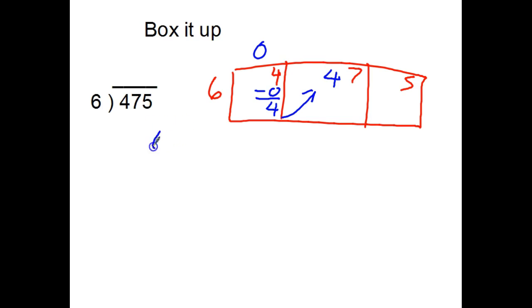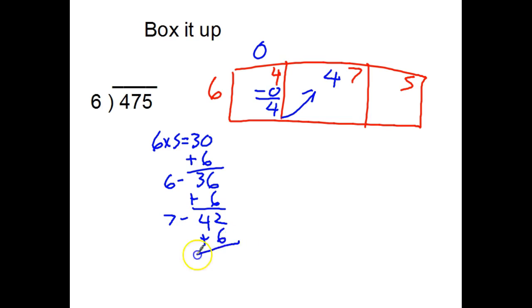I'm going to cheat here a little bit because I know 6 times 5 is 30. And now I'm going to start adding 6s on. 36, that would be 6 of them. 42, that would be 7. Not quite there. Another 6 on, that's 48. Oh, that's too much. So 7 of them for 42. And I got a 5 left over.